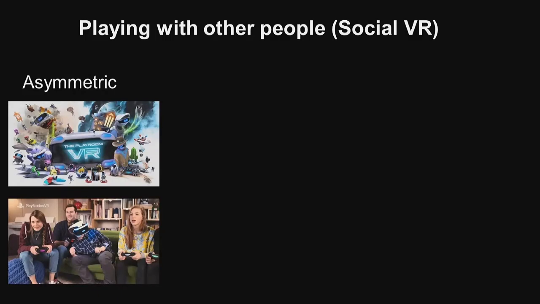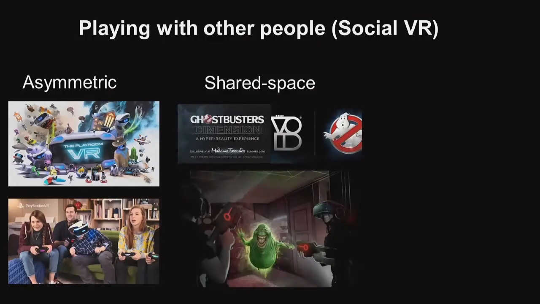So in VR, we have several different ways. You can do it asymmetrically, where one person's in VR and other people are not. The Playroom VR experience that comes with our headset for free as part of the package encourages this. So you can have people on the couch playing with you, even though one person's in VR. There's shared space VR or location-based VR, where you have multiple people in one space, all in VR together. And there are some great exhibits here at the eTech of that this year.